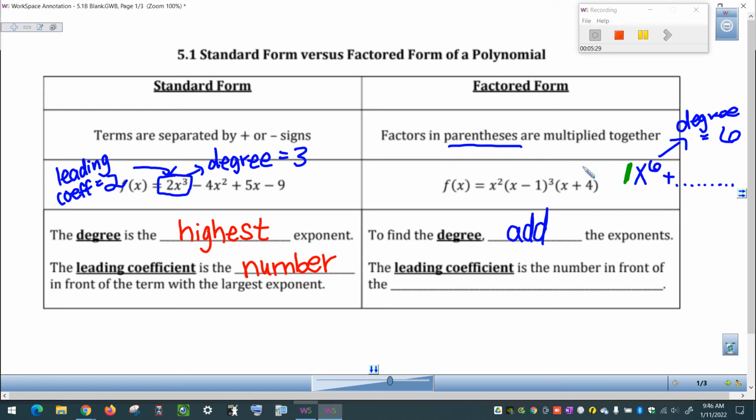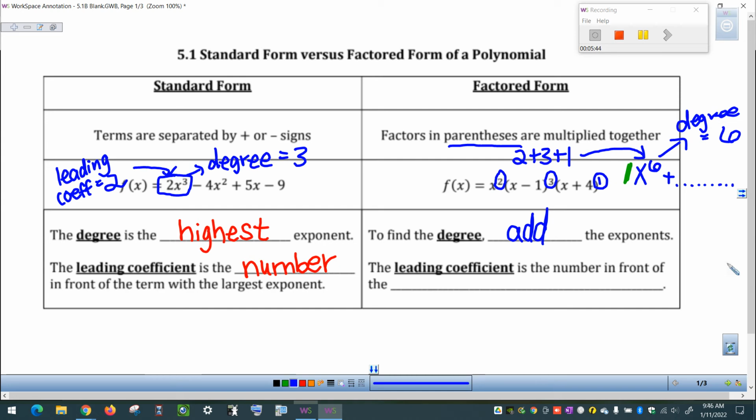So going back to the very beginning of this, if we just added together 2 plus 3, and there is an invisible 1 at the very end, 2 plus 3 plus 1, that is going to equal that degree of 6.